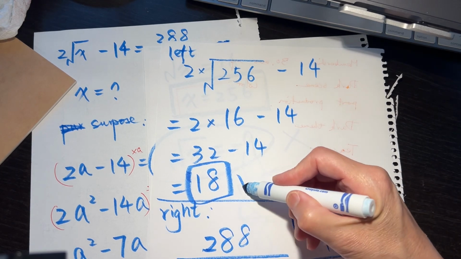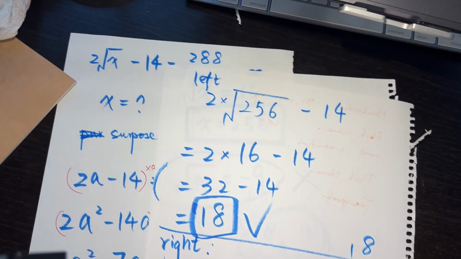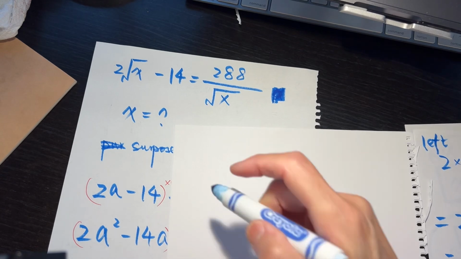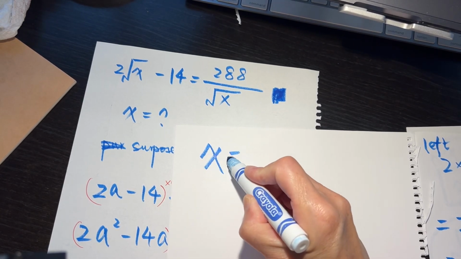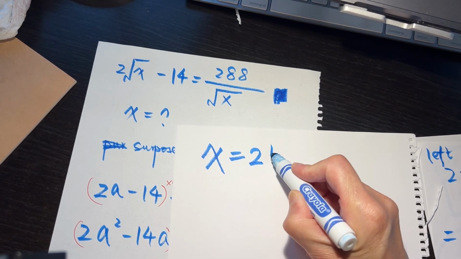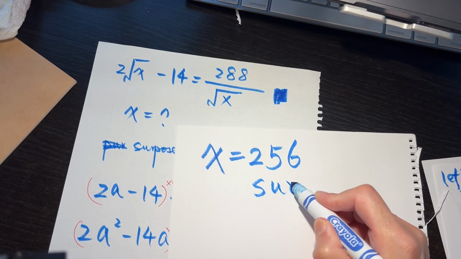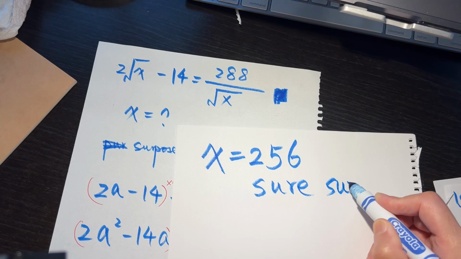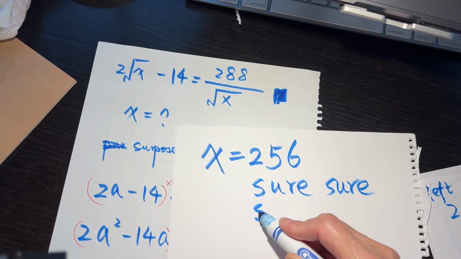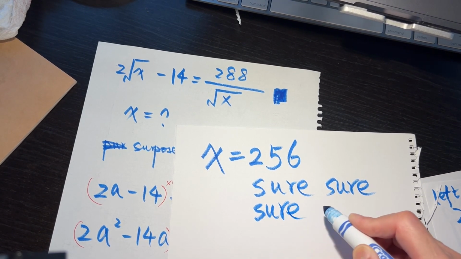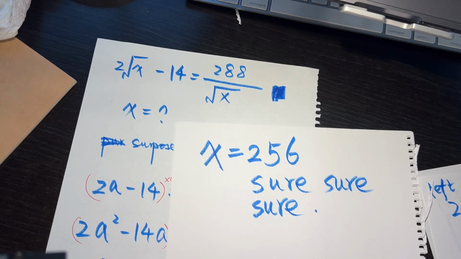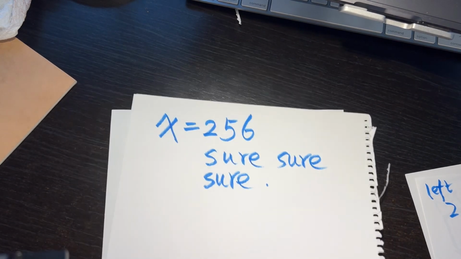We are perfect. So again, one more time, x equal to 256 for sure. Nobody can prove me wrong.